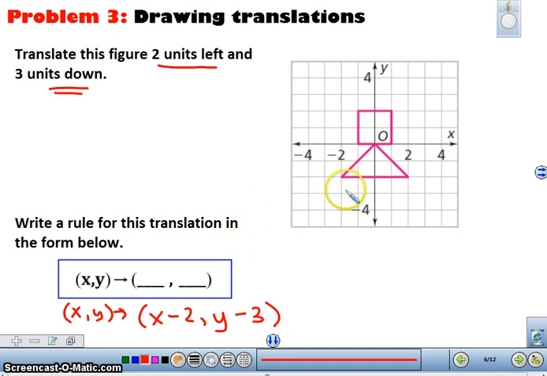Now, you actually don't need to do that if you're just asked to plot the points. We are going to count 2 to the left, down 3. So we're going to go 2 and then down 1, 2, 3. We're going to go 2 to the left and down 1, 2, 3. So we have our triangle for our new picture.